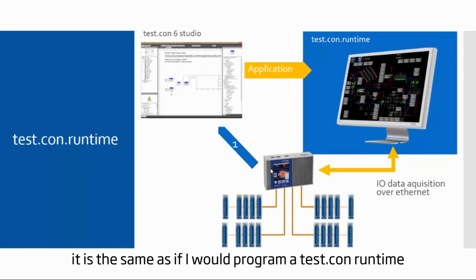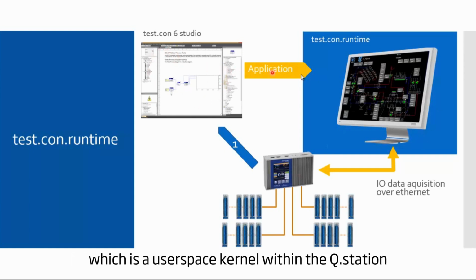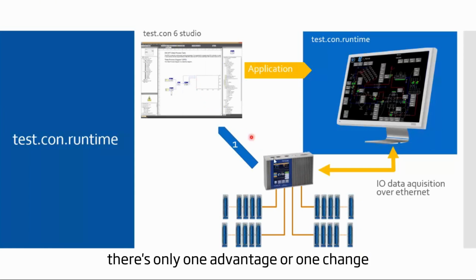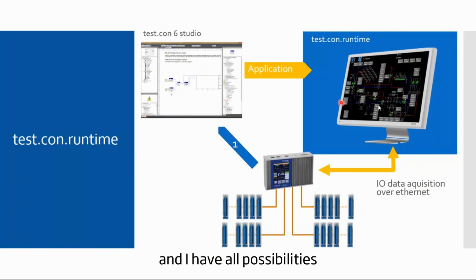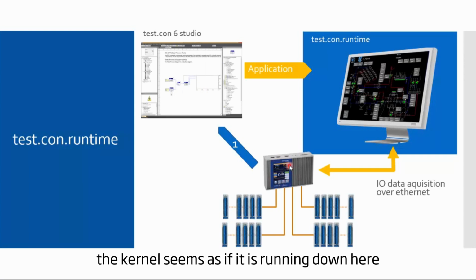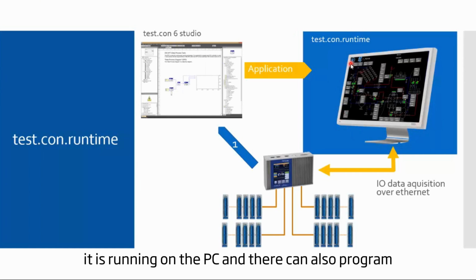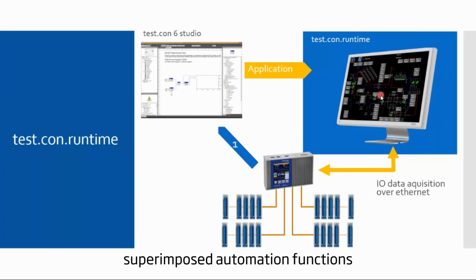It is the same as if I would program a test.con runtime, which is a user space kernel within a Q.station. There's only one advantage or one change. I do not only have the small screen available, I have the screen of the PC and I have all possibilities which are available on the PC. From a logical point of view, the kernel seems as if it is running down here. However, the kernel does not run down there, it is running on the PC, and there I can also program superimposed automation functions. But what do I need that for?